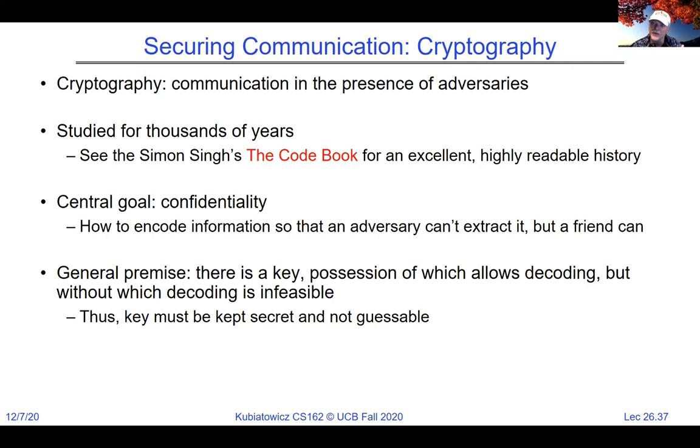What's gotten more interesting over the years, of course, is public key cryptography, where there's really two associated keys and you encode with one and decode with the other. And that really leads to all sorts of really interesting authentication problems.